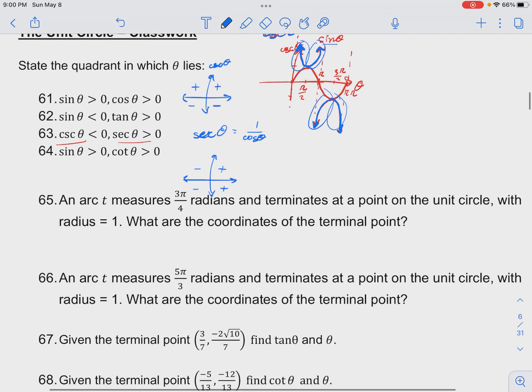So if we look for the place where cosecant is less than 0, meaning that we're restricted to quadrants 3 and 4, and also where secant of theta is greater than 0, which means these two quadrants, 1 and 4, then they overlap in quadrant 4, meaning that theta can be in quadrant 4 for this problem.